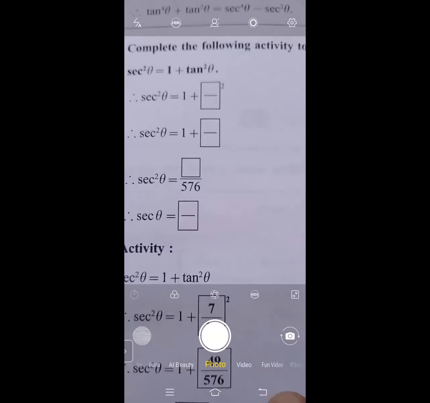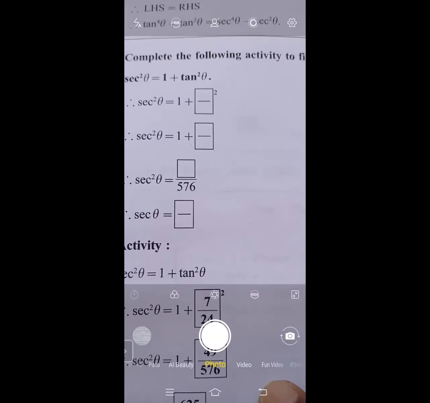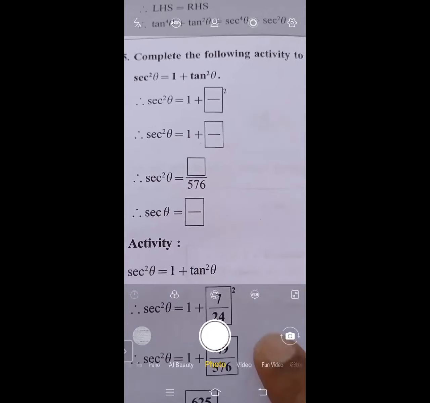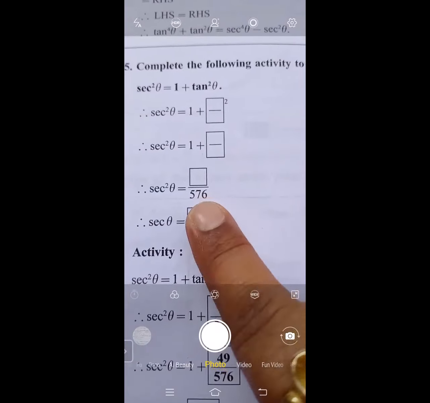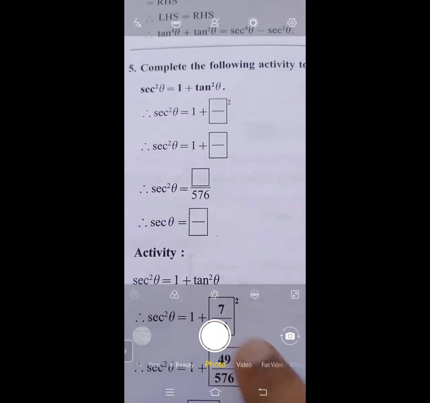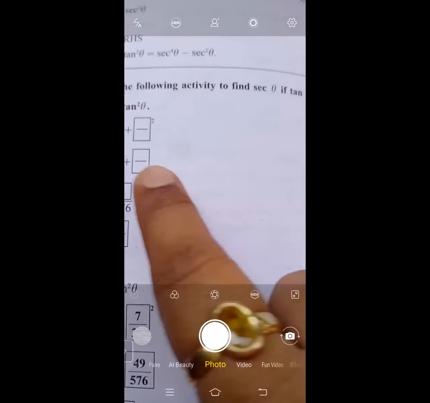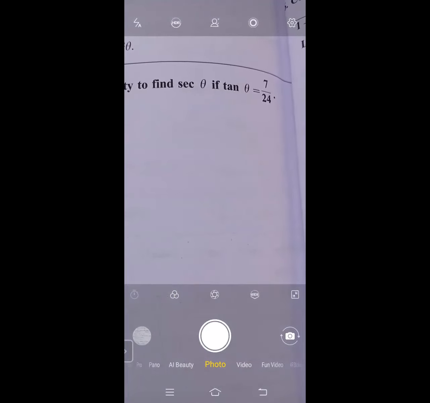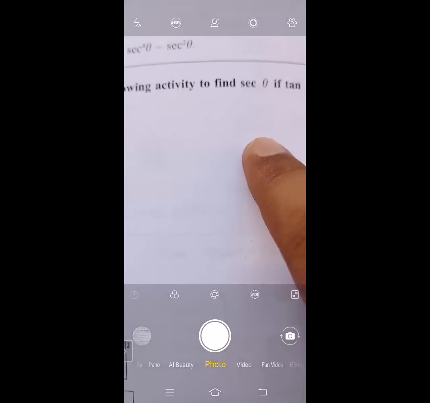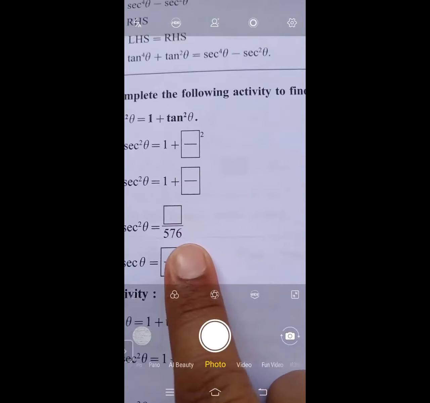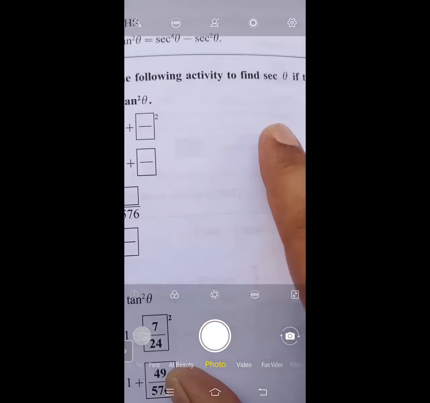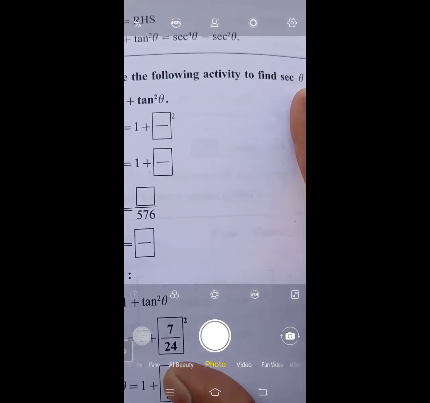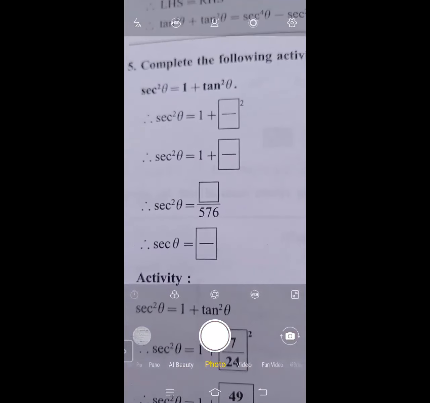Now we will complete this activity. Activity is nothing but the empty places, empty boxes which you have to fill. So we will read this question. Complete the following activity to find sec theta if tan theta is equal to 7 divided by 24. So what is given? Tan theta is given, which is 7 divided by 24. And what we have to find? Sec theta. This is a very easy sum.